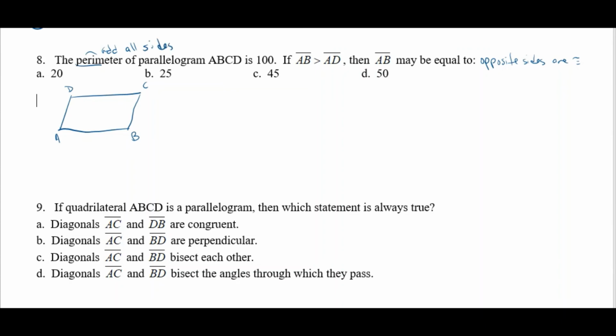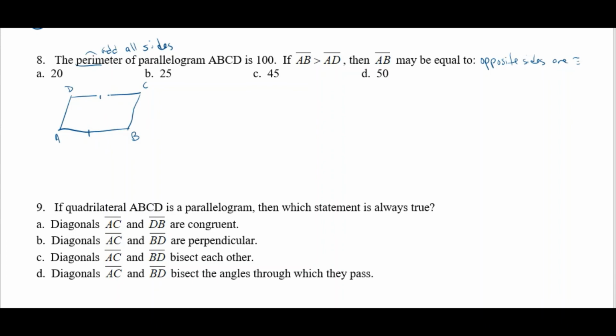So if we were to choose, let's say for instance, 50. Now, if AB is bigger than AD and I make this 50, then automatically DC has to be the same thing and has to be 50. But if the perimeter, when I add all the sides, is 100, there's no way for that to happen because now there's nothing left for these two sides. So that can't be true.